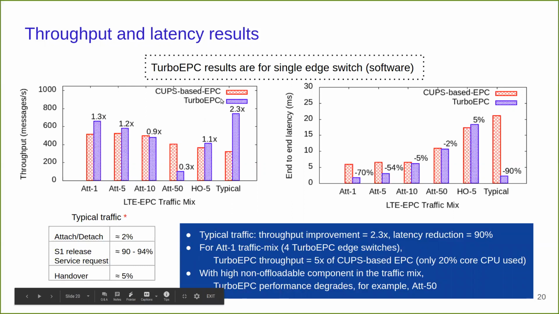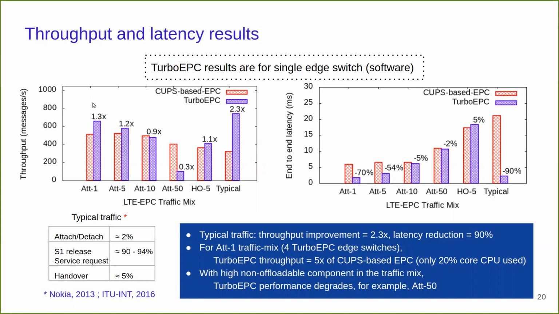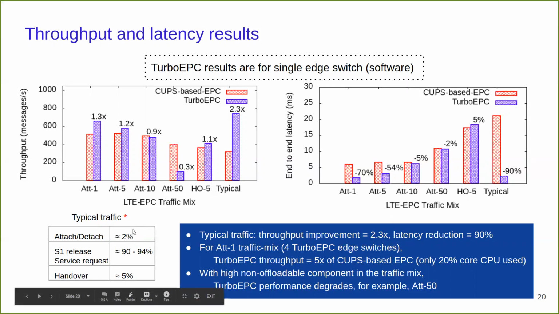These TurboEPC results are for a single edge switch. The left graph shows the throughput for a single switch. And we see that TurboEPC has a 1.3x improvement for the attach 1 mix and 2.3x improvement for typical traffic. But as the non-offloadable component in the traffic mix increases, as we can see in attach 50, the throughput decreases. This is due to the high state synchronization costs. Note that the typical traffic distribution does not have a high non-offloadable component.